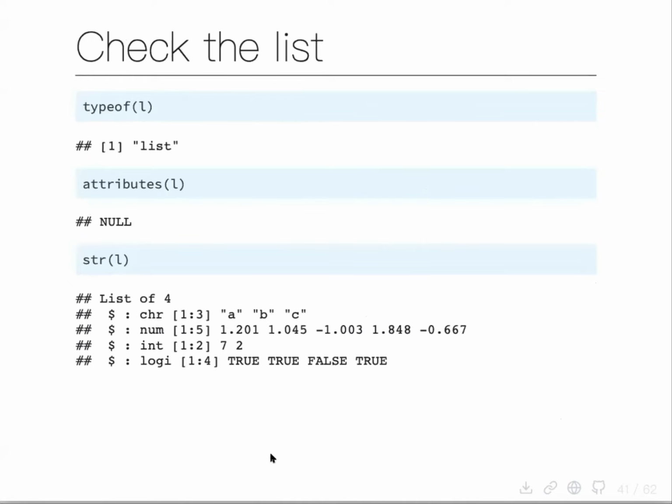We can check out the list. We can say typeof L. It tells us it's a list. That's cool. What are the attributes? Well, it doesn't have any attributes. We haven't defined anything. It's just a list. We can use str to give us the structure of the list, and it'll give us a little bit of a summary. So it's a list of length 4, and the first is a character vector, second is numeric, and then integer, and then logical. And then it'll show us the first couple of values. If there's more than like 10 values, I think it cuts it short.